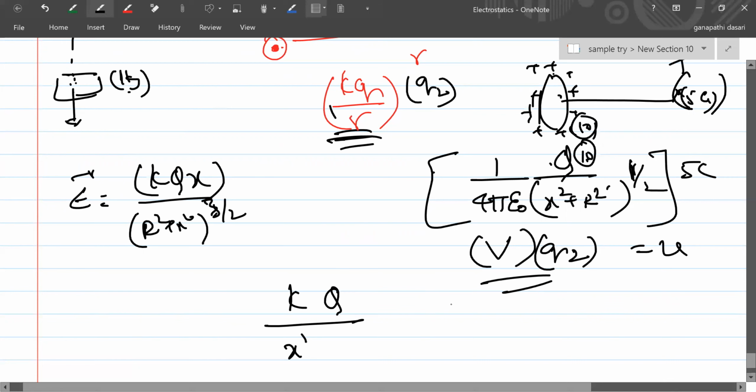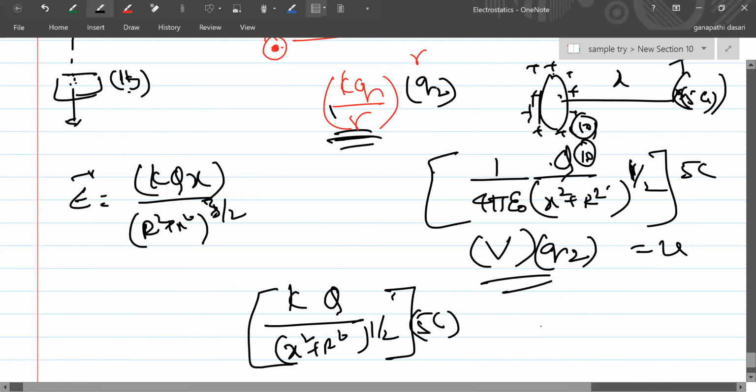This potential at this point, which is at a distance of x, into this charge of 5 coulombs. Multiply, and you will get that energy.